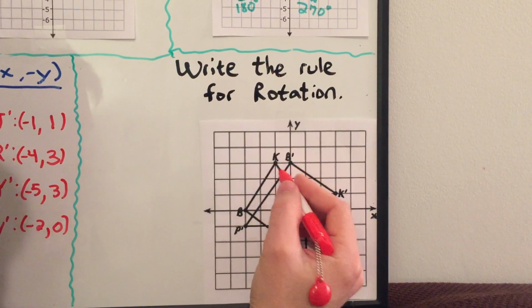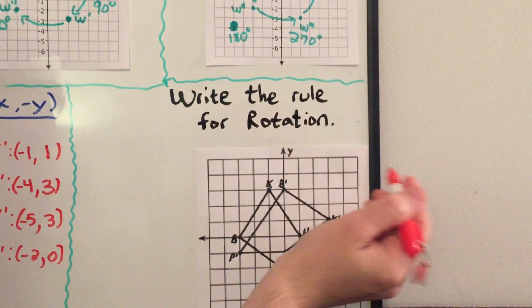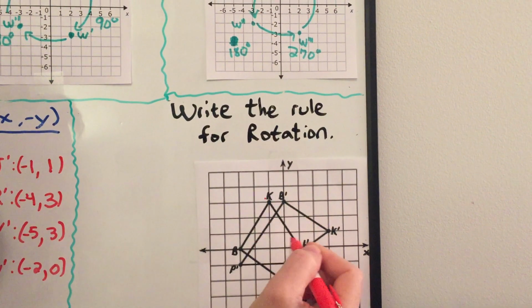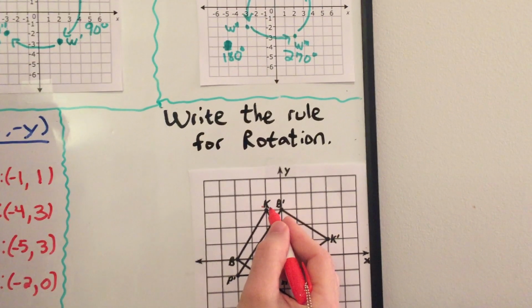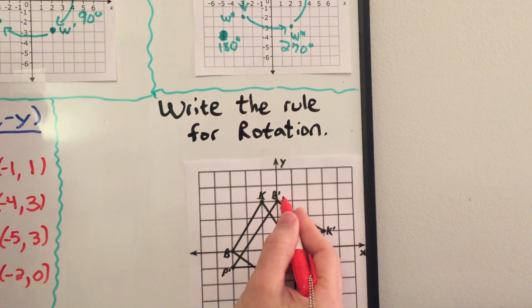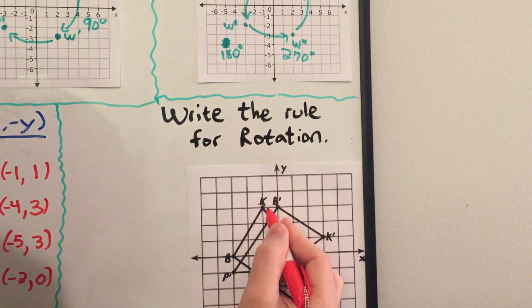I'm just going to pick a letter. Don't let this be too overwhelming. I just pick a letter and figure out what's going on. I'm going to just start with K. You could start with any other letter. Now remember, you want to start with a letter that is not prime. Like I would not start with B prime because that is my second image. You want to start with an original image. So I'm going to start here with K.